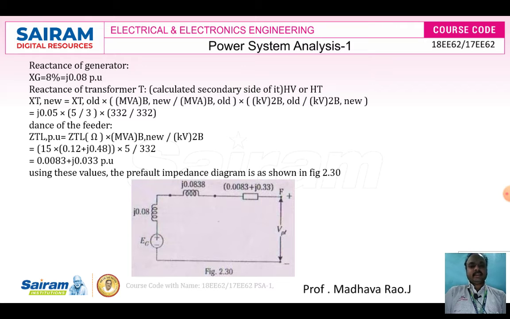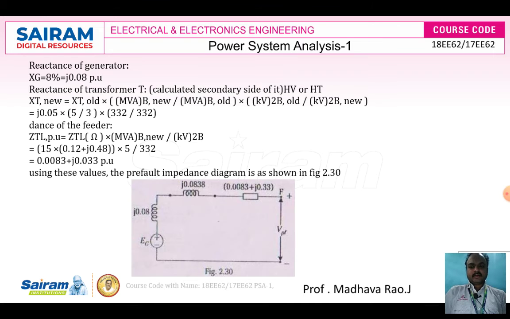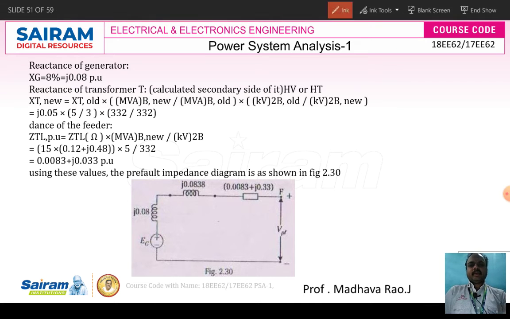We have three components here: generator, transformer and feeder. The reactance of the generator is 8%, given in the problem itself. We can convert it into a per unit value, so 8% will be equal to 0.08. Reactance is always the imaginary part, so we write j0.08 per unit.